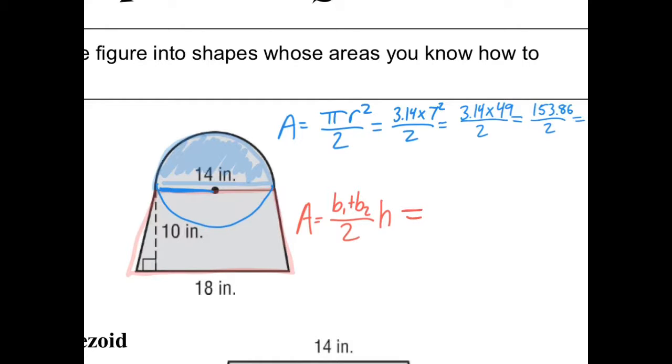Looking at the figure that we have here, base 1 is this length right here. So our base 1 is 14. We have to add that to base 2. Base 2 is right here. So we have 18 for our base 2. We'll divide our answer by 2, and then we're going to multiply by the height of the trapezoid, which is 10. That number right there.